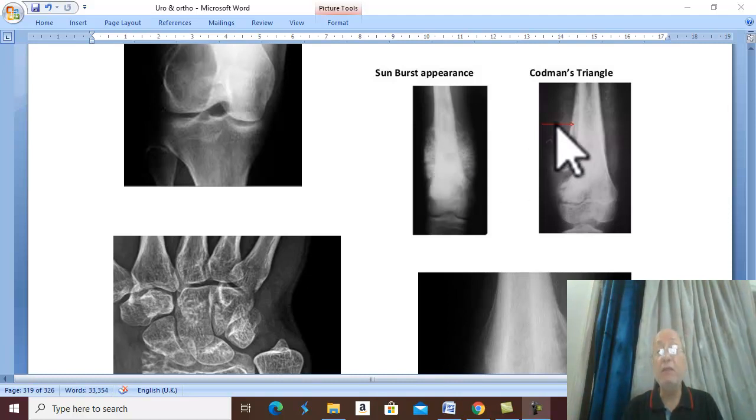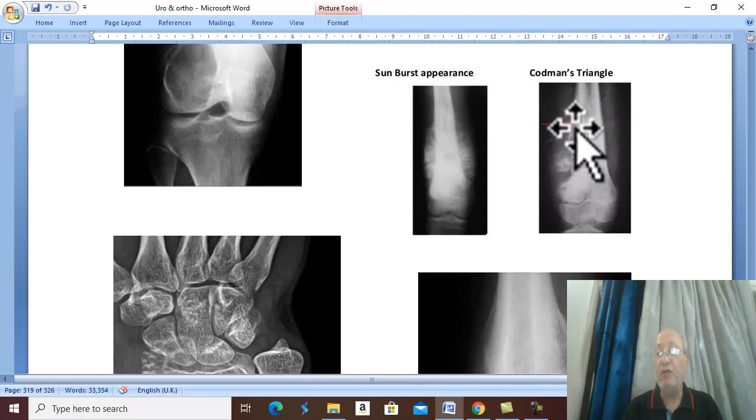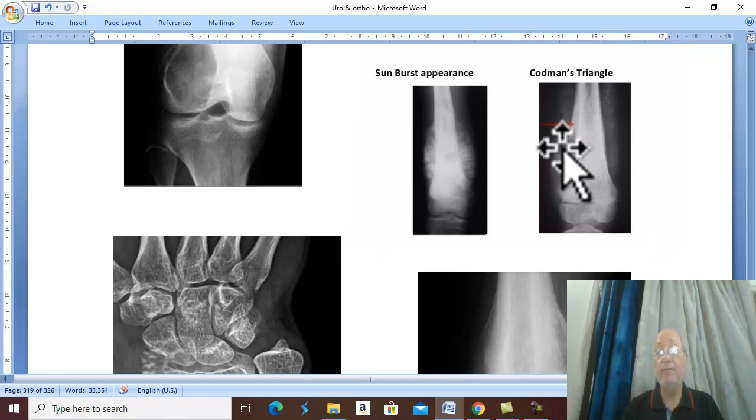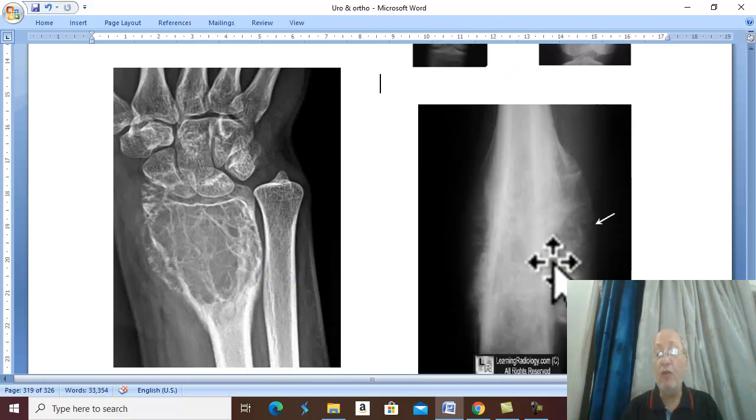And the new bone formation where? In the triangle, which is called Codman's triangle, which is the triangle between the periosteum over the normal bone and the periosteum over the tumor. At the site of elevation of the periosteum, there is formation of new bone in this triangle, which is called Codman's triangle. And these lines, calcification along the subperiosteal blood vessels, give a sun ray appearance.